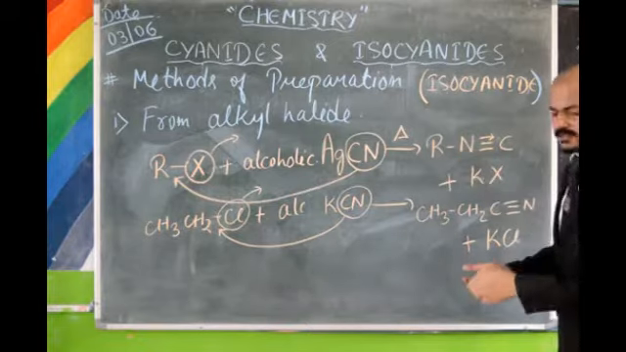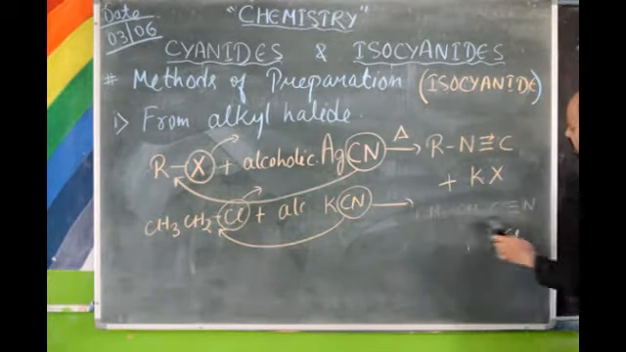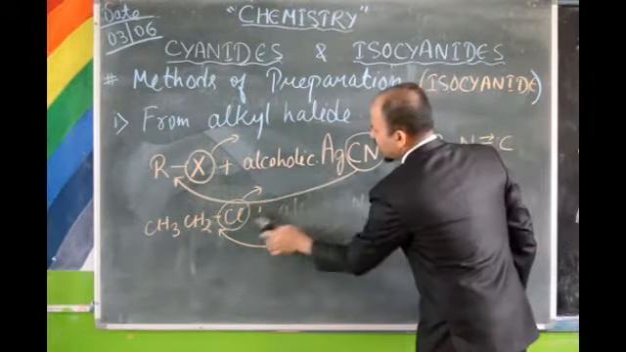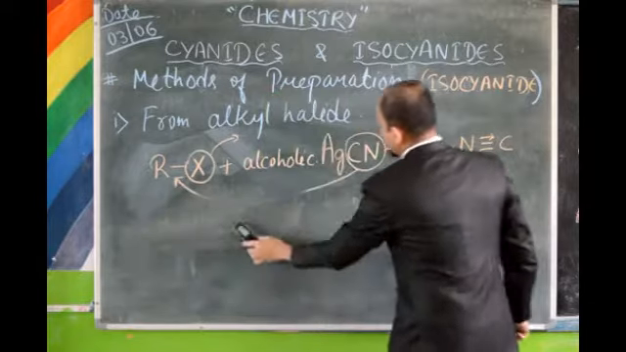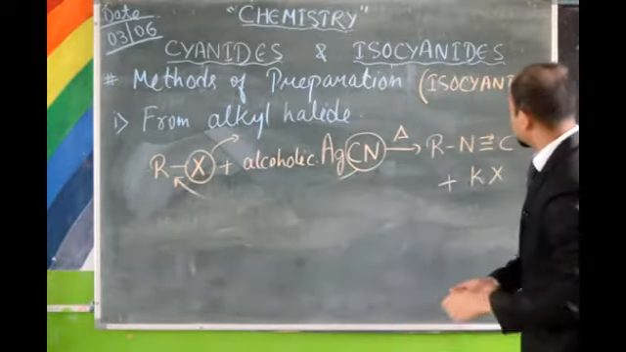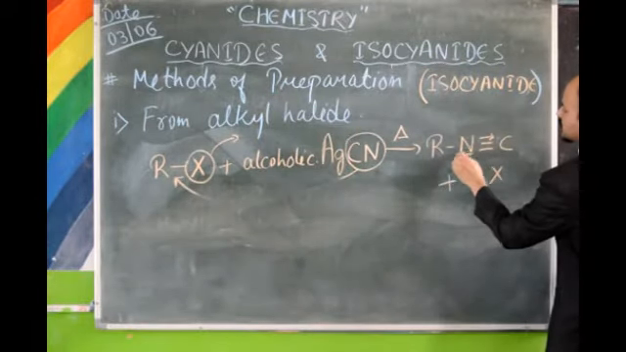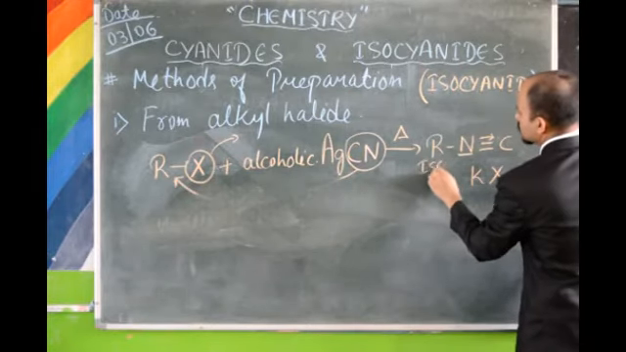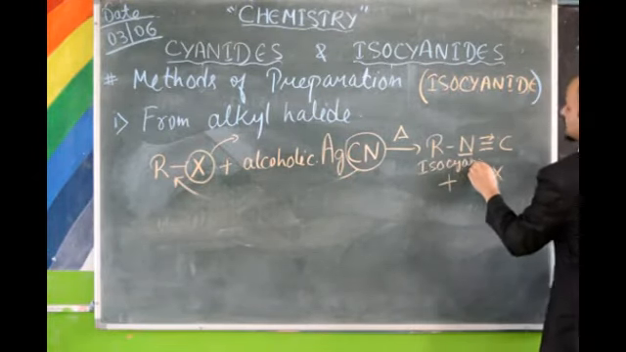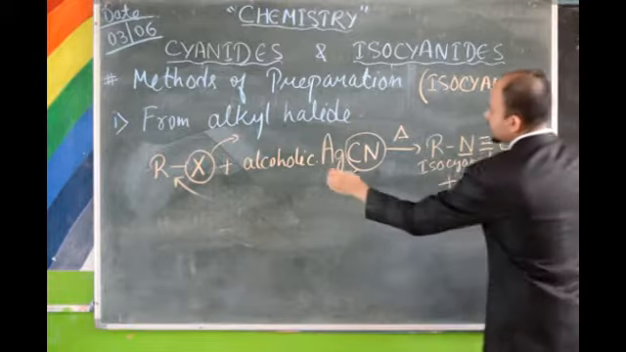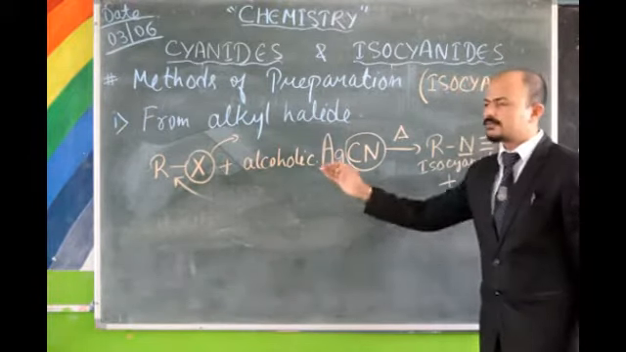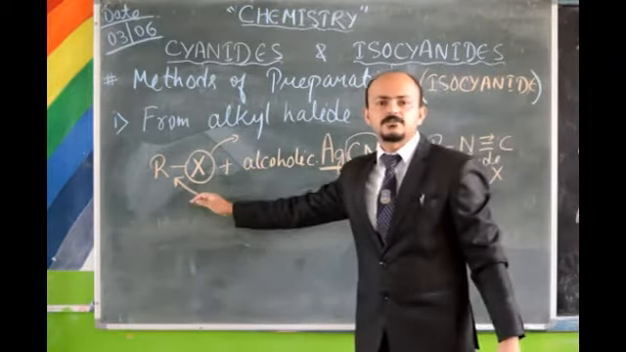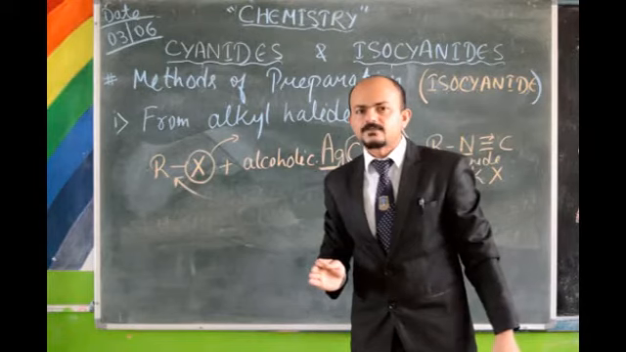That means now this is isocyanide. Now the bonding is through nitrogen towards this alkyl group. Therefore it is isocyanide. So please remember this AgCN. If alkyl halide is treated with AgCN, you would be getting isocyanide.